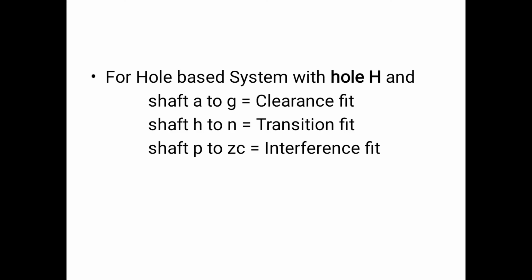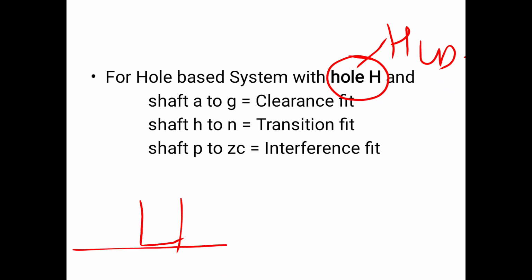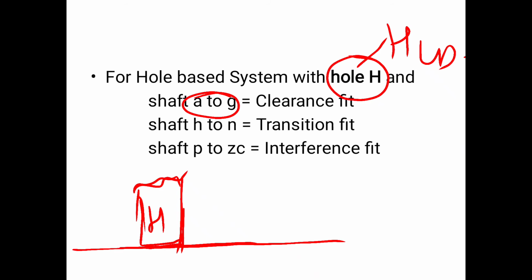That is what we have seen for the hole based system, that is, capital H hole is used, having lower deviation equal to 0, that is, the lower limit of the hole is equal to the basic size. This is an irregular line because it is having different tolerances. This is equal to 0, this is for hole, and if shafts A to G are used, then you will have a clearance fit. Up to A to G you are having shafts like this.